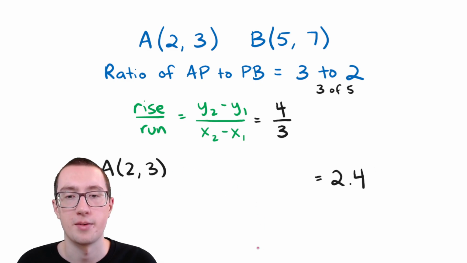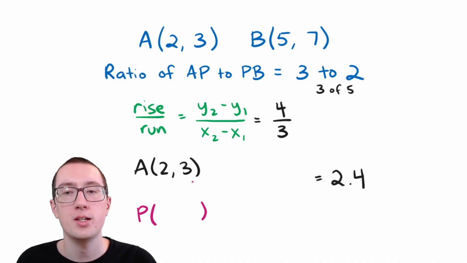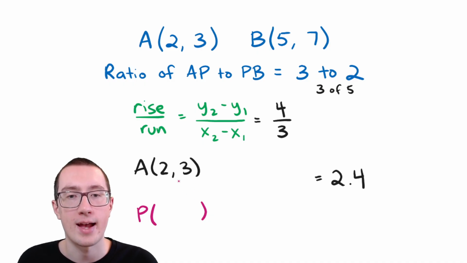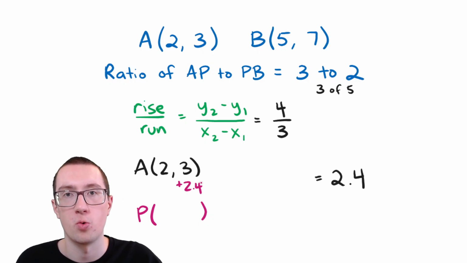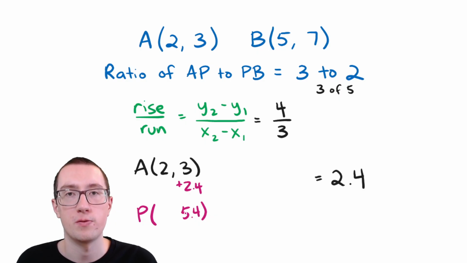And I just realized that my head is slightly blocking this point, so let's go ahead and move it. So to find our new point P, we're first going to find the y by adding 2.4 to 3, which is our original y value. So 3 plus 2.4 is 5.4. So the y of point P is going to be 5.4.